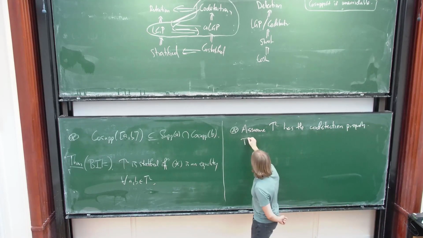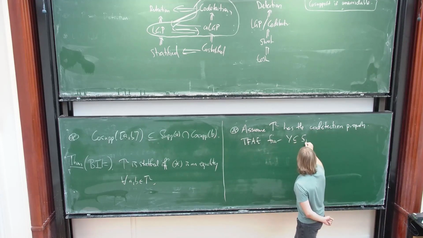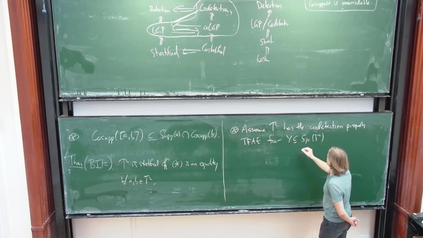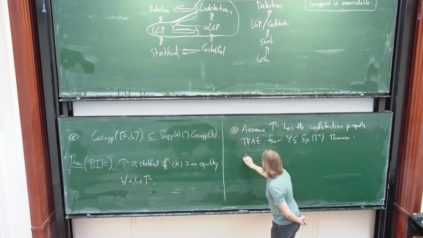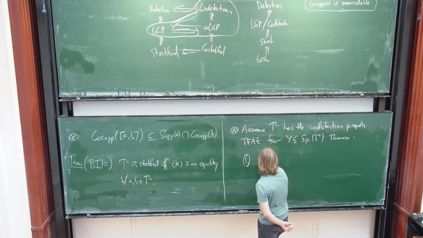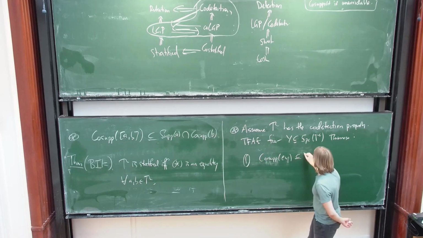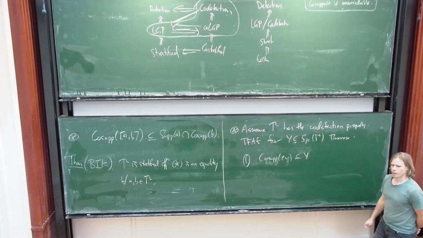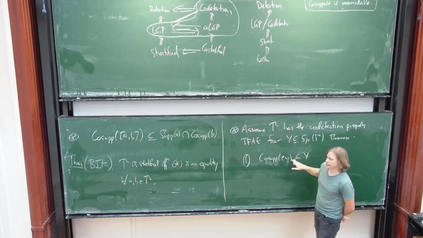Then the following are equivalent for a Thomason subset Y. The first is that the cosupport of EY is contained in Y. And recall that the support of EY is Y. So this is saying that the cosupport of this object is contained in its support.